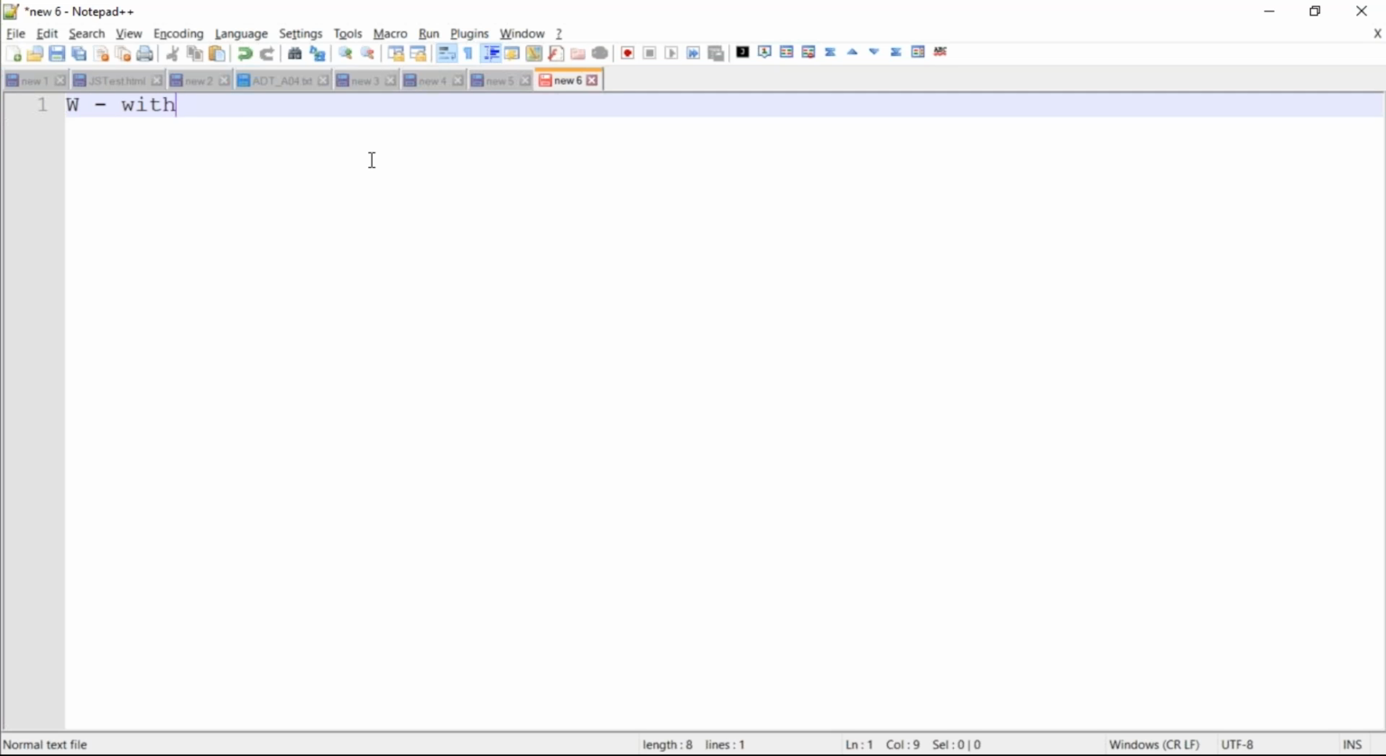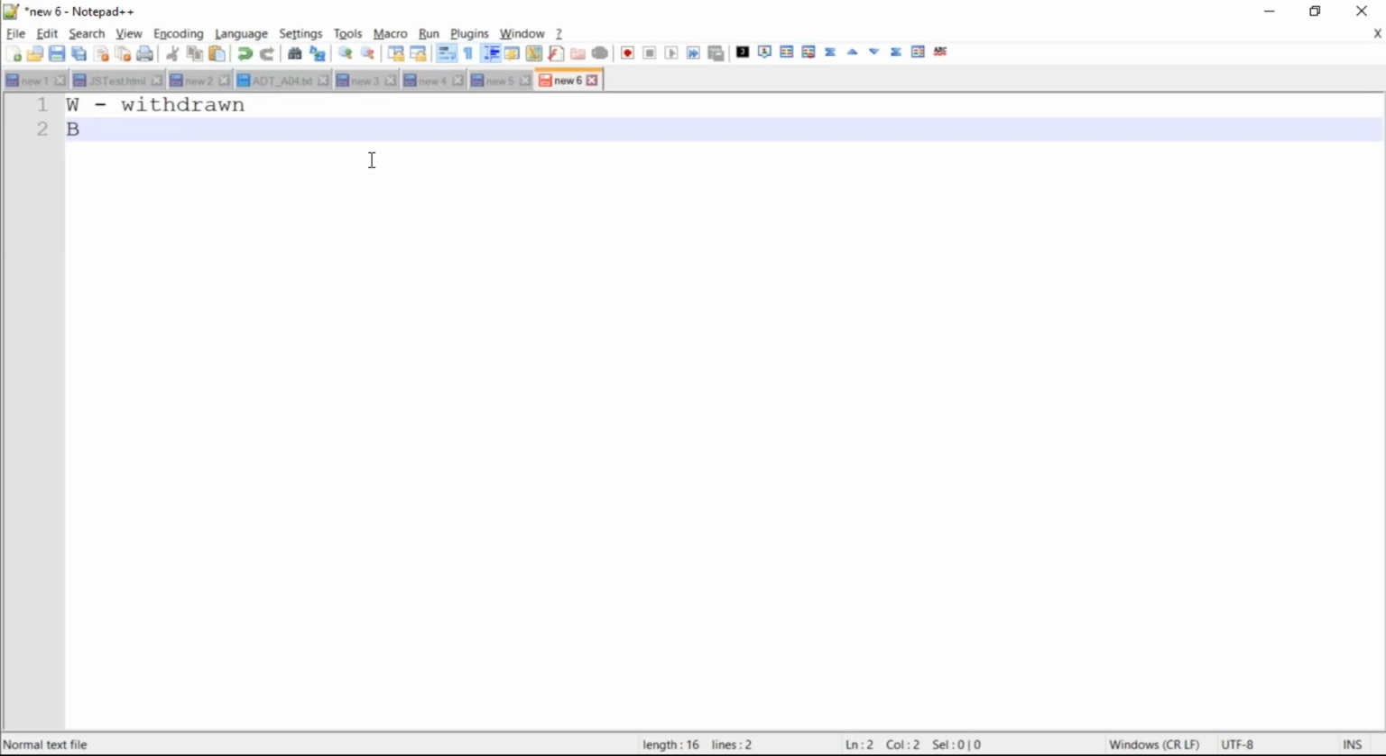W is withdrawn, which means it is not being used in this particular version of HL7, going forward. Right now, the specifications that I lined out are of version 2.7. So in version 2.7, if we see W, that particular field is no more being used. And you will also see B. B is backward compatibility. If you see something as B, then this field is retained to have backward compatibility with other versions of HL7, the earlier versions 2.5, 2.3 and all.